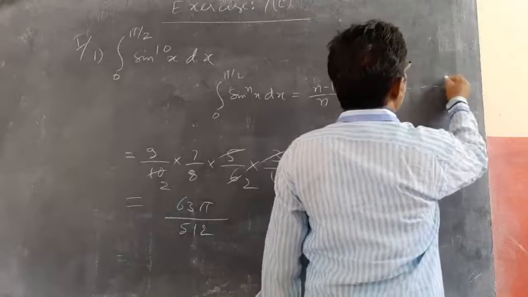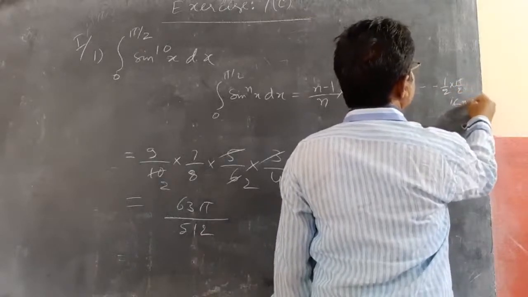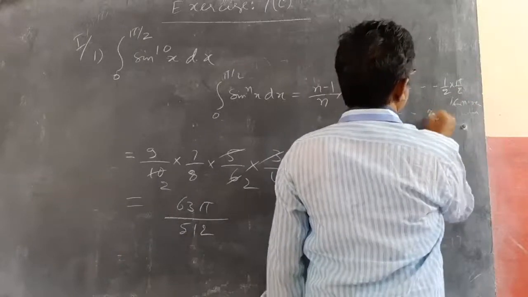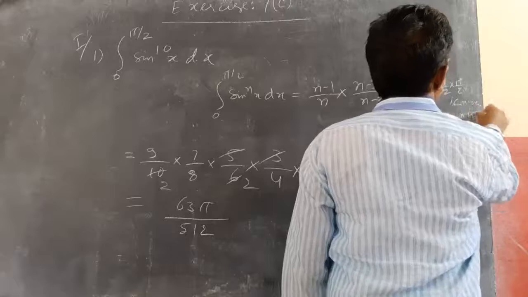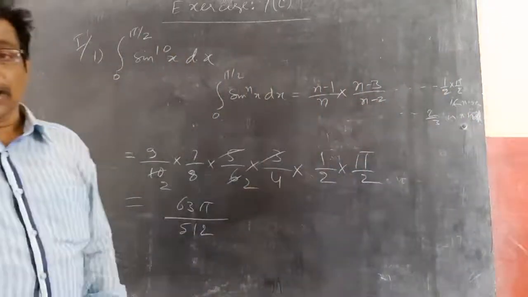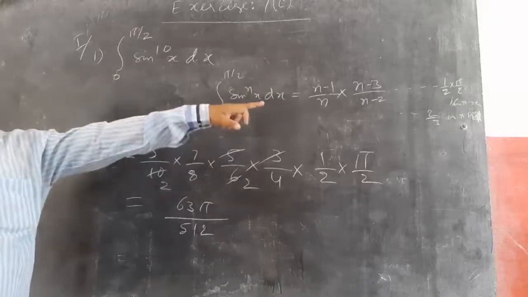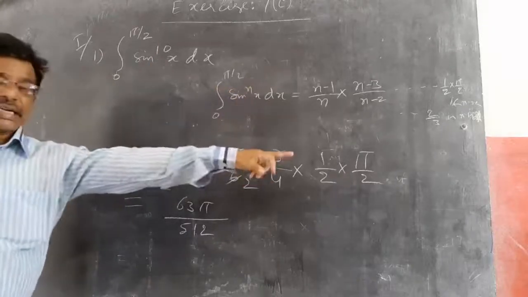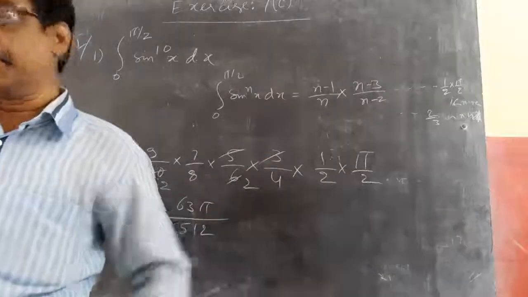1 by 2 into pi by 2 if n is even, or 2 by 3 if n is odd. That's it. So after writing this, you can write the formula. Simple: if it is 10, you are getting even, and even means the even formula, because you are getting 1 by 2 into pi by 2. Simple. So like that you can remember this simply.